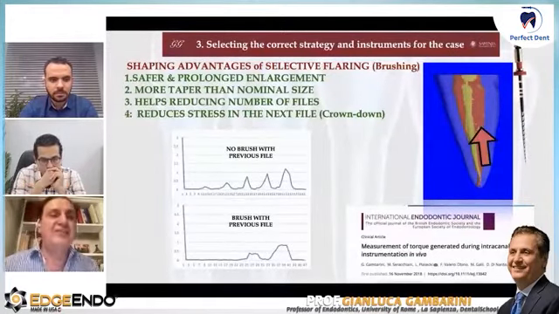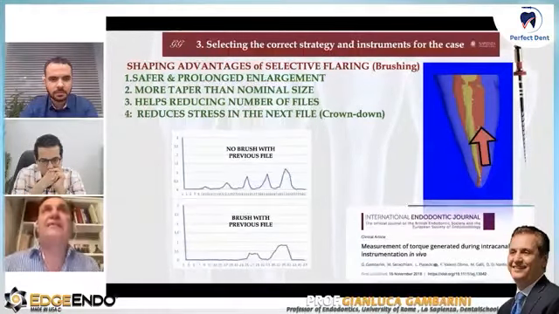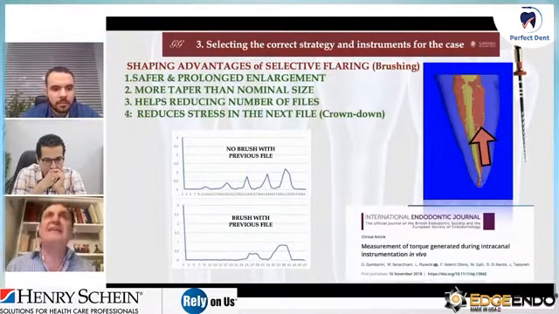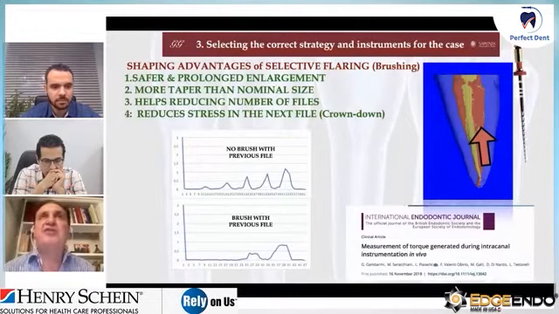So the interesting thing is that when I use the instrument, let's say I'm using an 04/25, and I do some brushing, what happens? I no longer create an 04/25 canal. I can create a bigger taper. We have more flare. So it's no longer an 04/25, it can be a 05/25 or 06/25. So practically speaking, I can decide the amount of taper I want to create, if I need, only by doing more or less brushing in a very safe way.